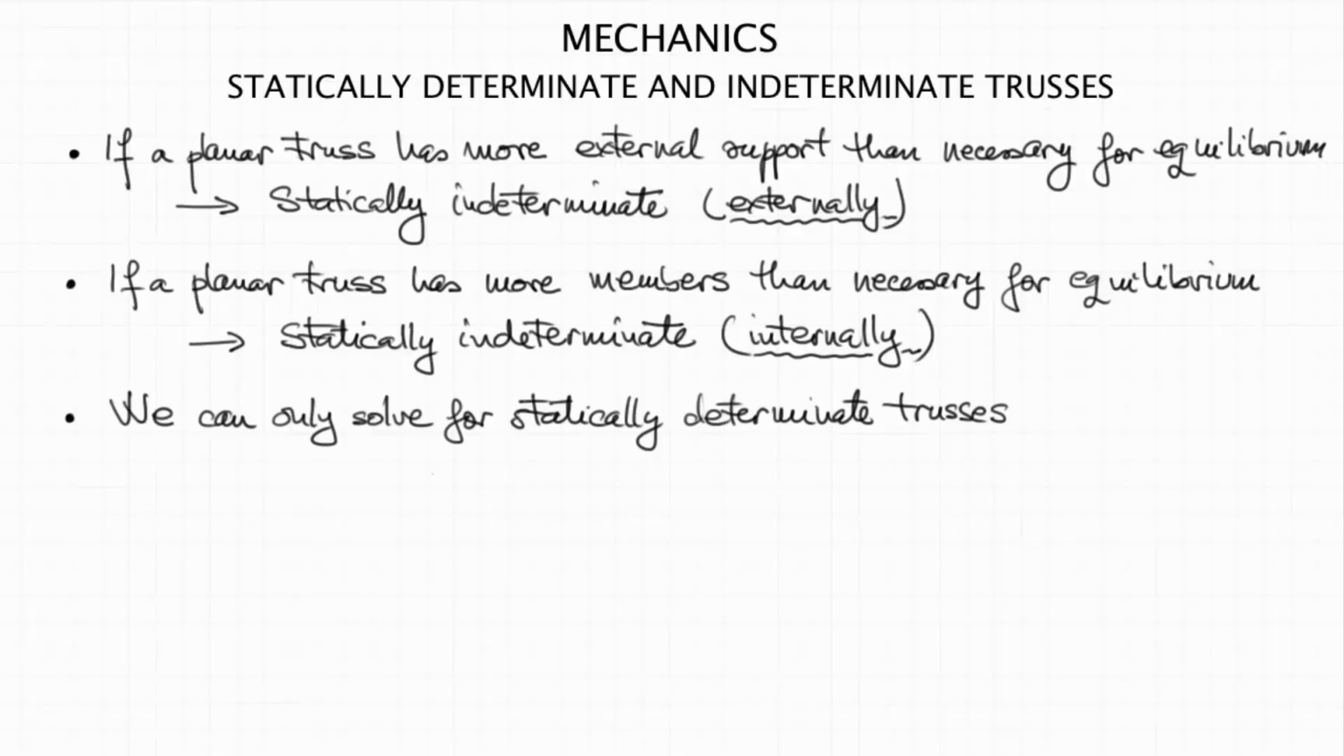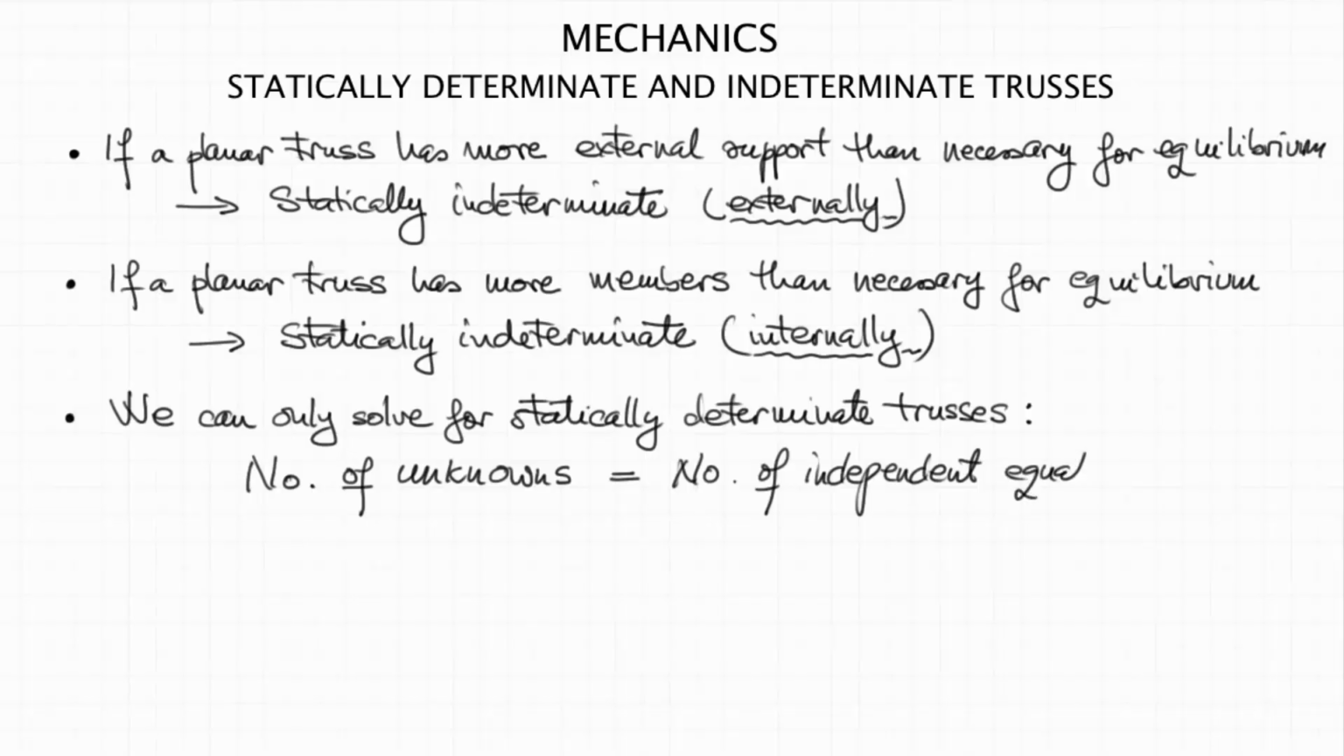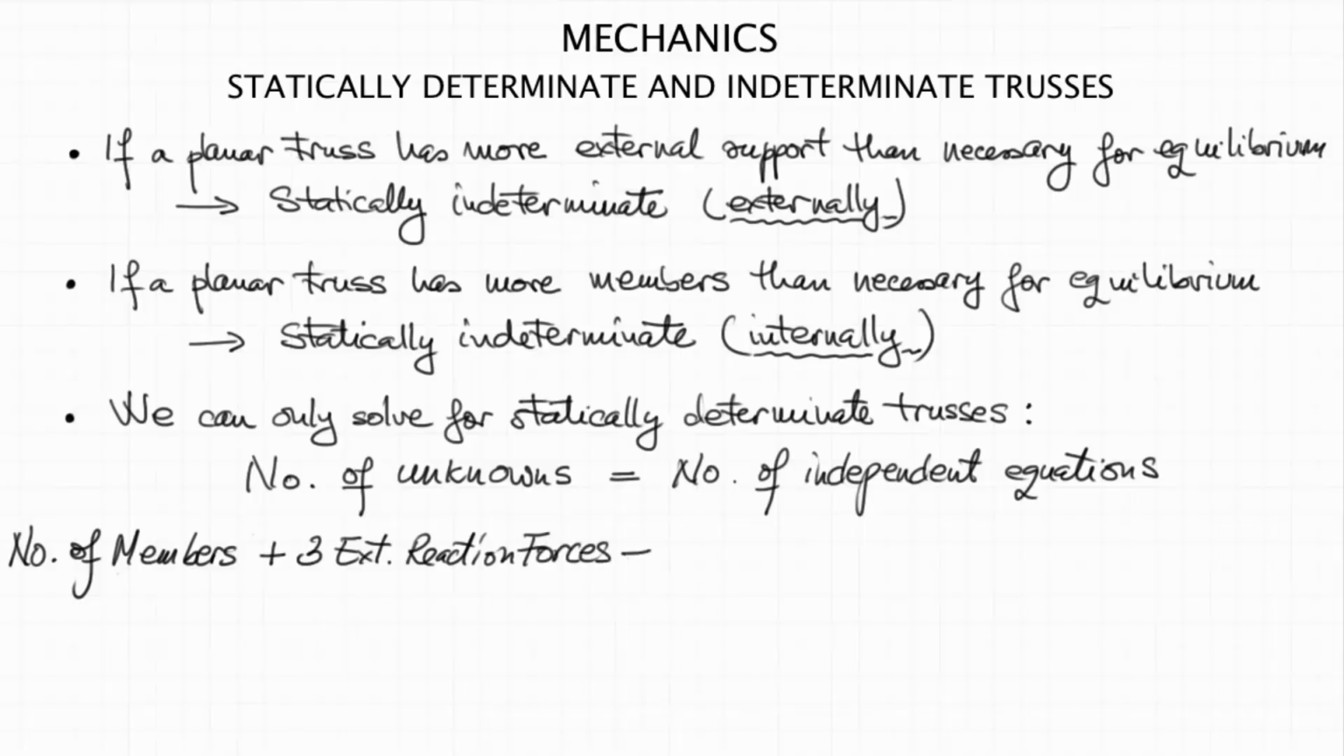In this method, of course, we need to ensure that the number of unknowns we have to solve for is equal to the number of independent equations that we can write. In other words, this is the condition for statical determinacy. You remember, if we have more unknowns than the number of equations, the system would be statically indeterminate, and if we have fewer unknowns, then the system is likely unstable.